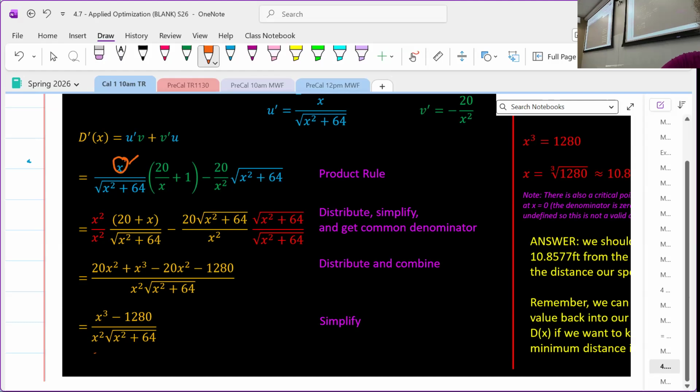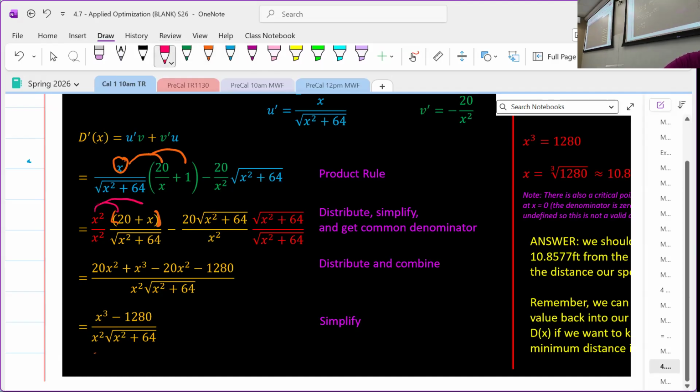They took this x here and distributed through. So x times 20 over x is 20. X times 1 is x. So that's how they got to the 20 plus x on top. And then the bottom was that ugly square root. And then the other side, it's minus 20 times the ugly square root, all divided by x squared. So our red things are getting our common denominator.